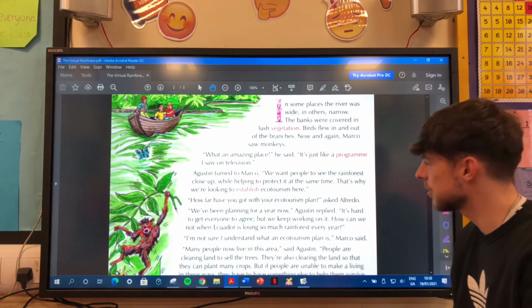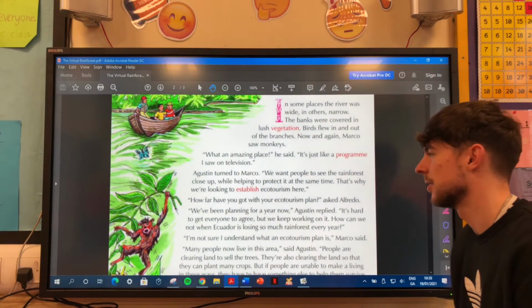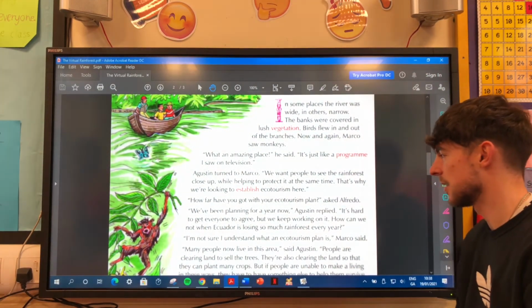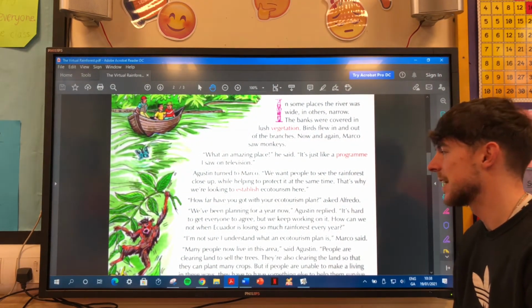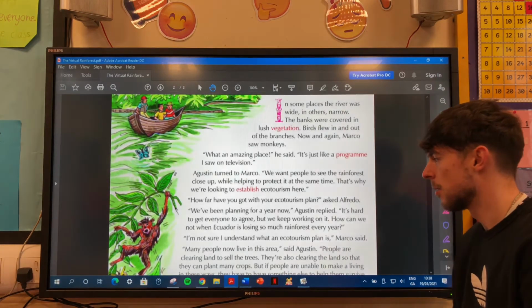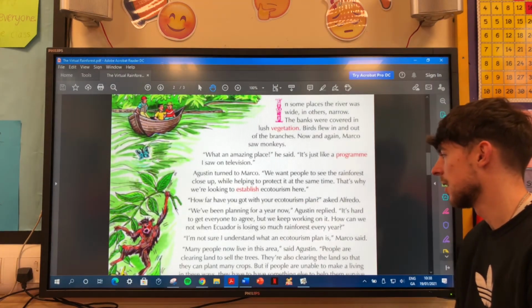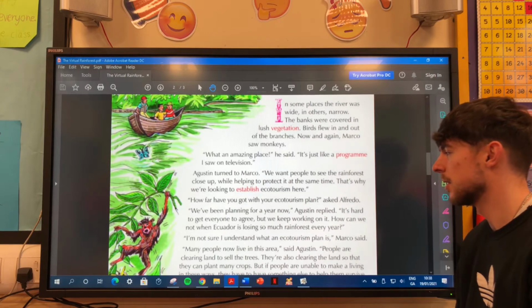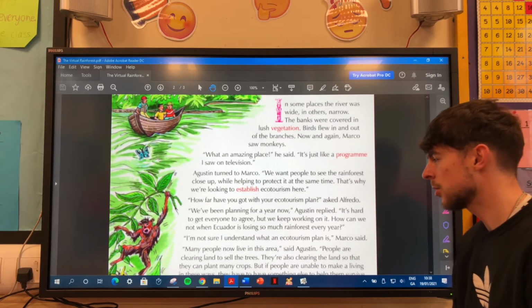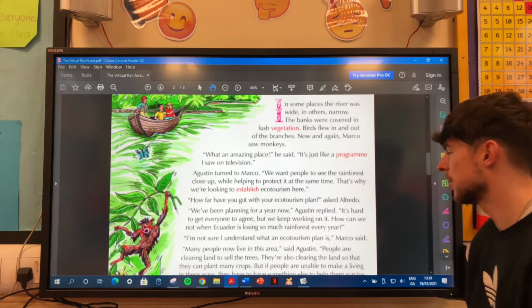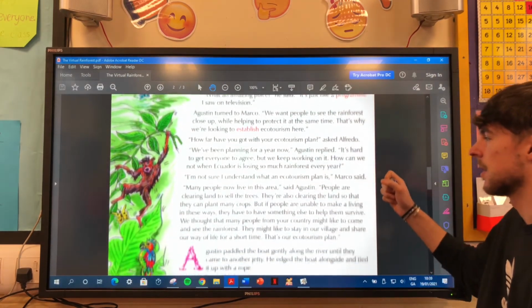How far have you got with your ecotourism plan? asked Alfredo. We've been planning for a year now, Augustine replied. It's hard to get everyone to agree, but we keep working on it. How can we not when Ecuador is losing so much rainforest every year? I'm not sure I understand what an ecotourism plan is, Marco said.